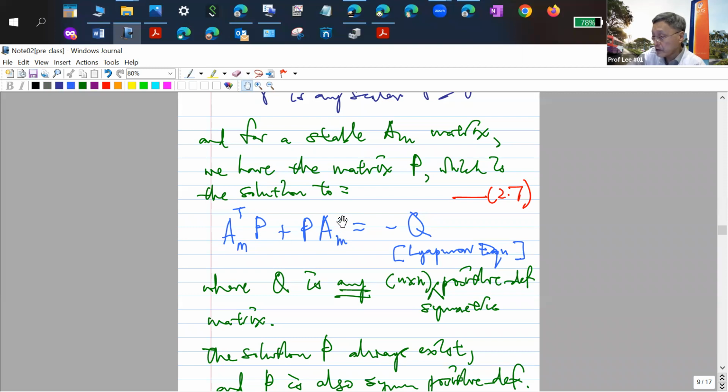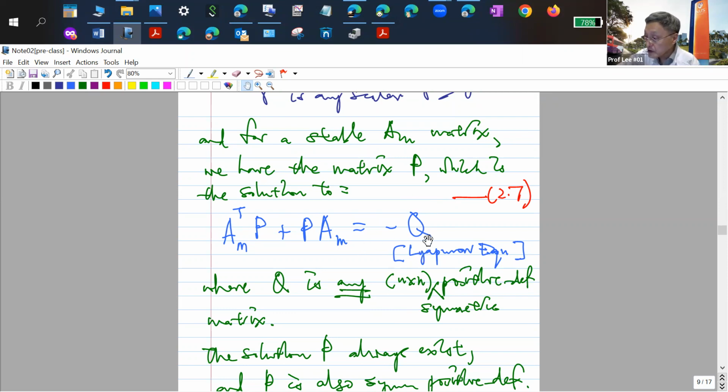AM is specified by you because you will specify the reference model. So AM is known because it is given by you. Then in this design of the adaptive controller, you will also specify a Q matrix. The only requirement for the Q matrix is that it is any symmetric positive definite matrix, but you have to specify it. For example, one example would be identity. Identity is a symmetric positive definite matrix. You put identity.